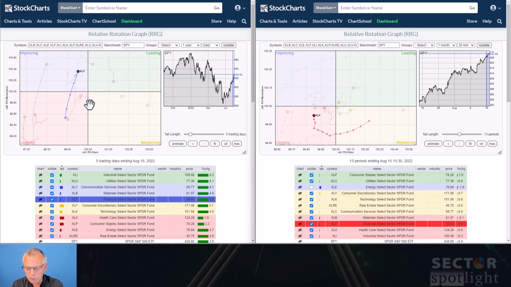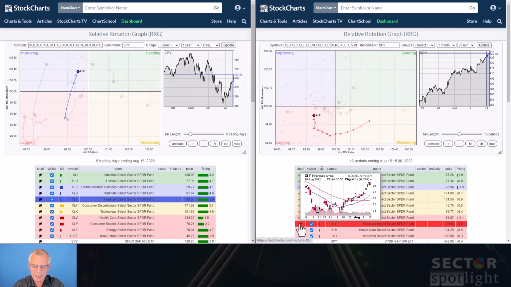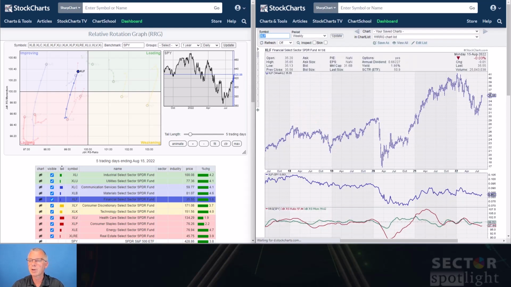So this reinforces my idea that I need to continue watching XLF to see whether that hourly starts to pick up. Or if I'm very aggressive, I can say, hey, we're already doing that. Makes sense to take a closer look at XLF. And of course, you can always do that by simply opening up the price chart and figuring out what to do here.